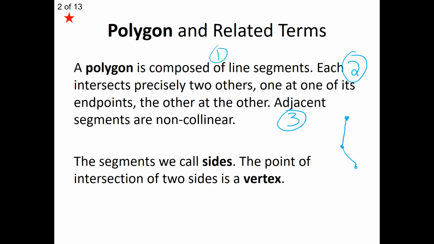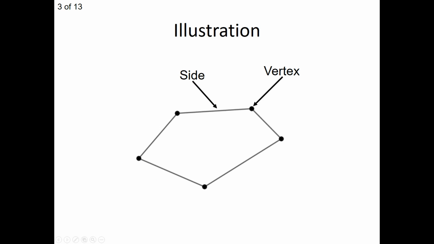Now, a little bit of jargon that goes along with polygons. We call the segments that form the polygon the sides. We also take the intersection where those segments join, and we call those the vertex. The plural of vertex is vertices. Here's a quick illustration of a polygon. It's a five-sided polygon here, and as you see, the side is pointing to the line segment, and the vertex is pointing to the point that joins the two segments together.